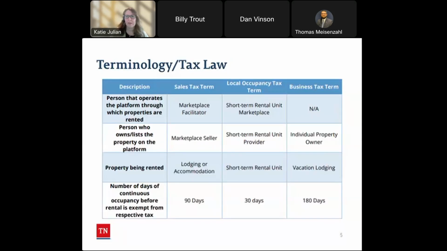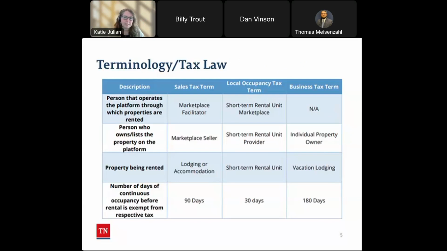So, all right. The first thing we're going to go over here with regard to short-term rentals is some terminology in tax law, because there are terms that are used differently in the different tax types that mean basically the same thing. So rental units, overnight lodging, short-term rentals, they're referred to in various ways all throughout tax law. There's a common description for these terms referred to in our guidance.